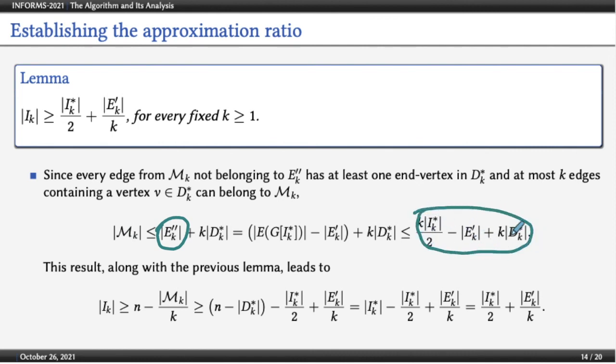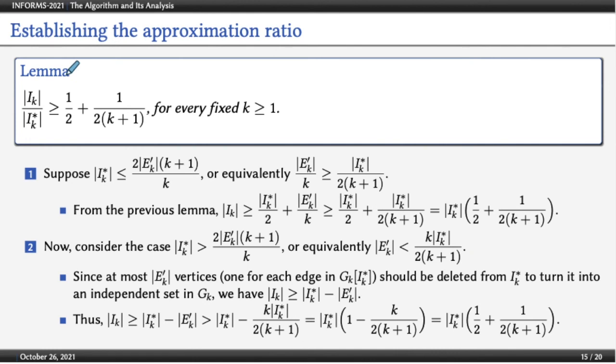All right. Finally, using the previous lemma, remember we had this inequality established in the previous lemma, we just plug in the upper bound on the cardinality of M_k into this inequality and take into account the fact that n minus the cardinality of D_k star gives us exactly the cardinality of I_k star, and we obtain the inequality that we have in the statement of this lemma.